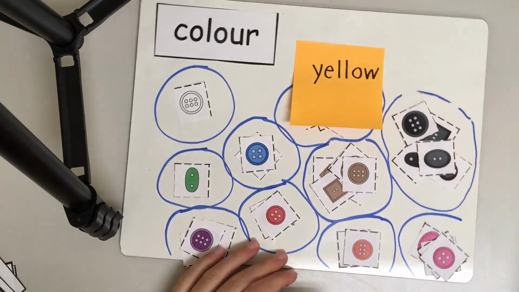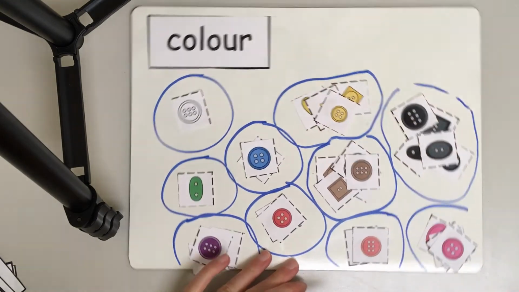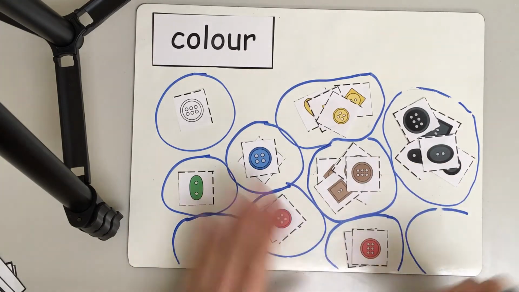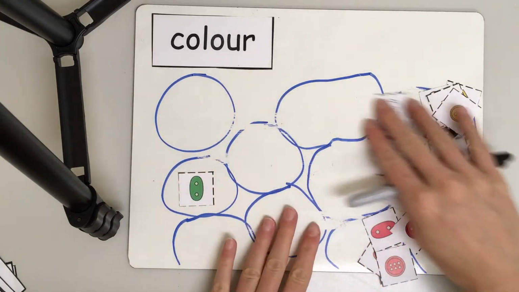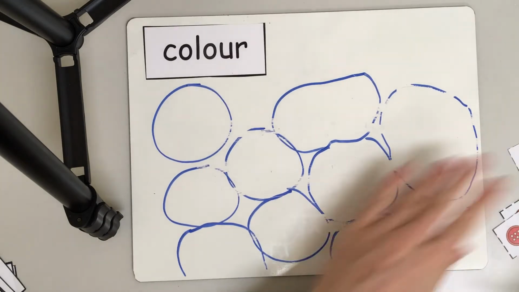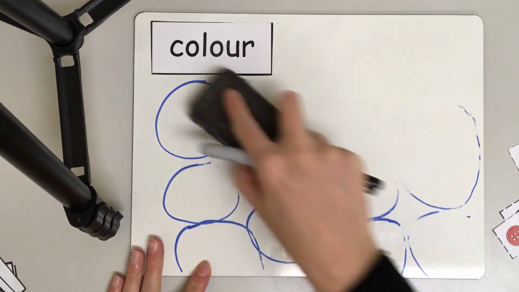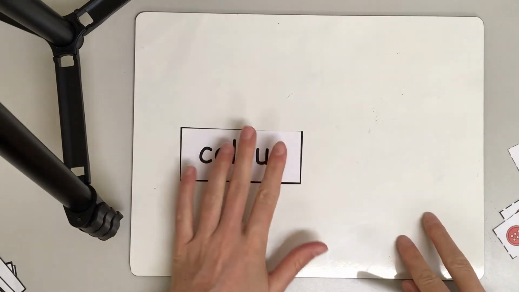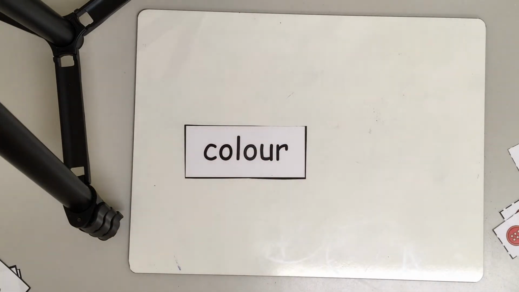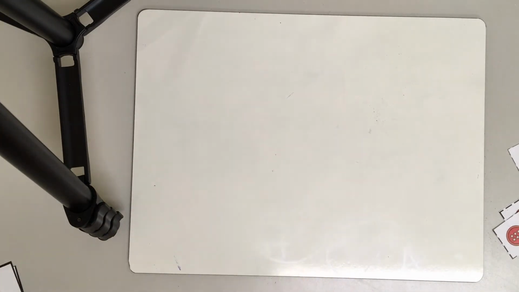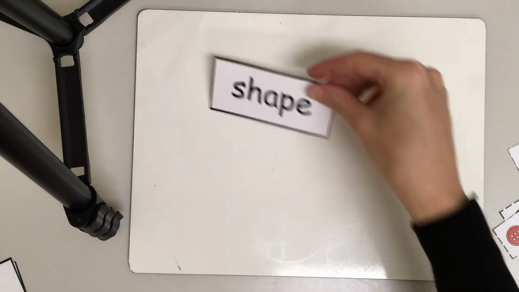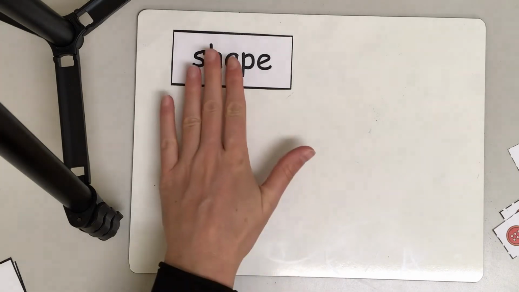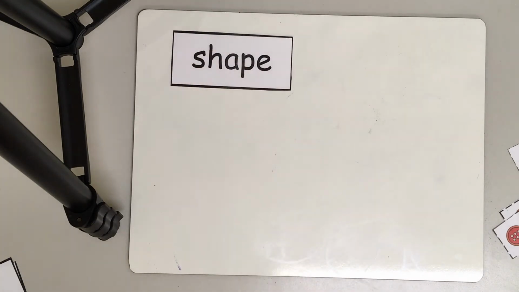Of course, this is not the only way to organize the buttons. We know there are many other attributes that we could pay attention to. Let's remove the buttons and create some new groups. This time, instead of paying attention to the attribute color, let's pay attention to the attribute shape. Now, my button groups will be based on the shape of the button.